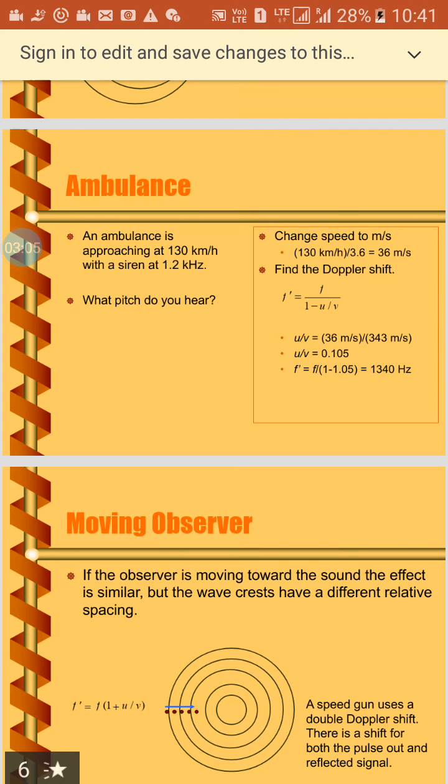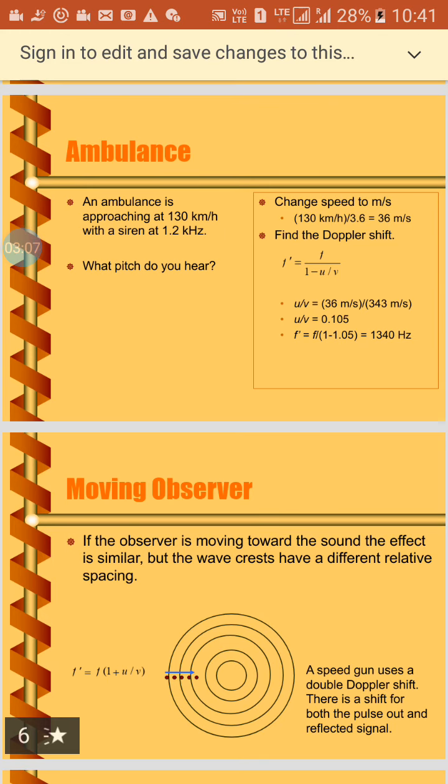Now what is the Doppler effect? It is f divided by 1 minus u upon v. Now what is u upon v? It is 36 meters per second divided by 343 meters per second. Once you finalize the formula, you will get the value 0.105.